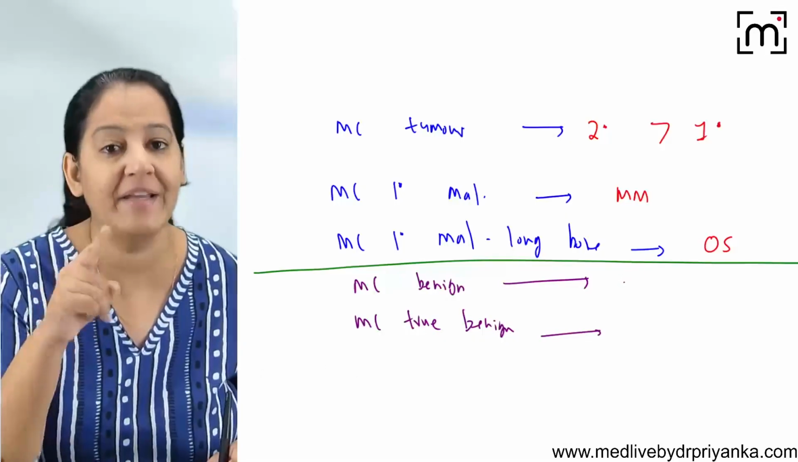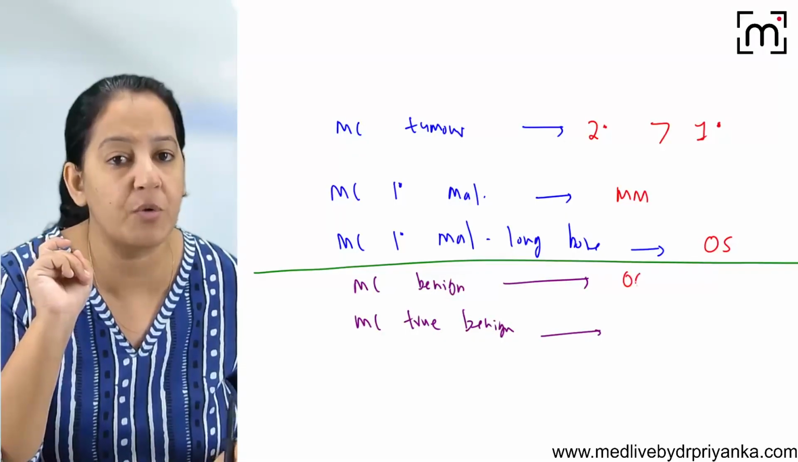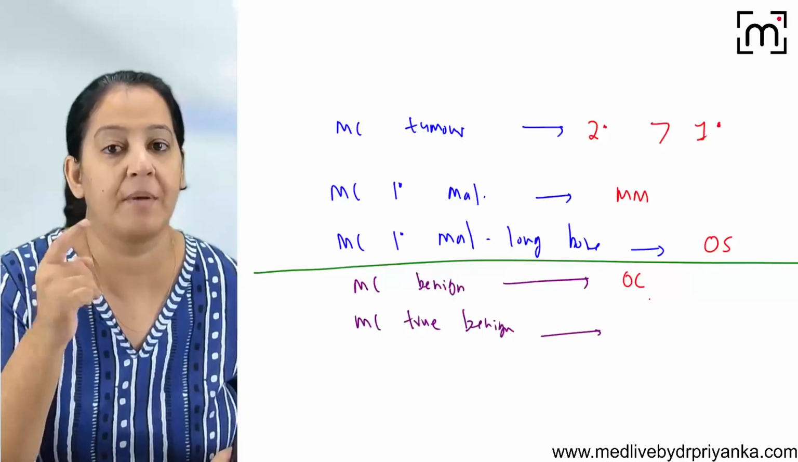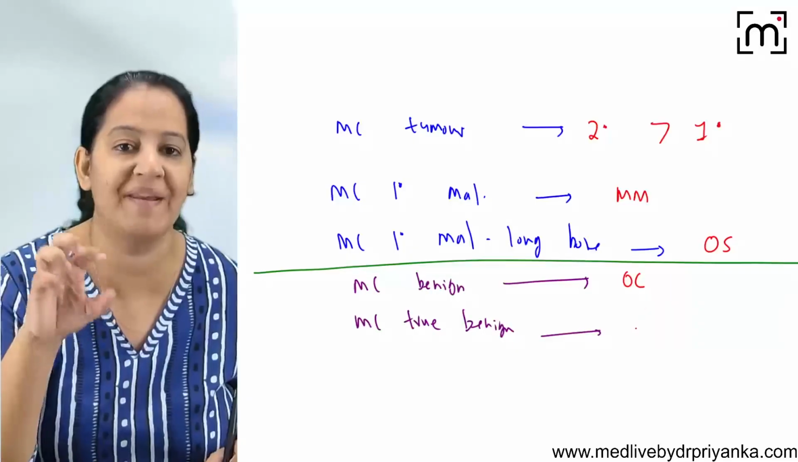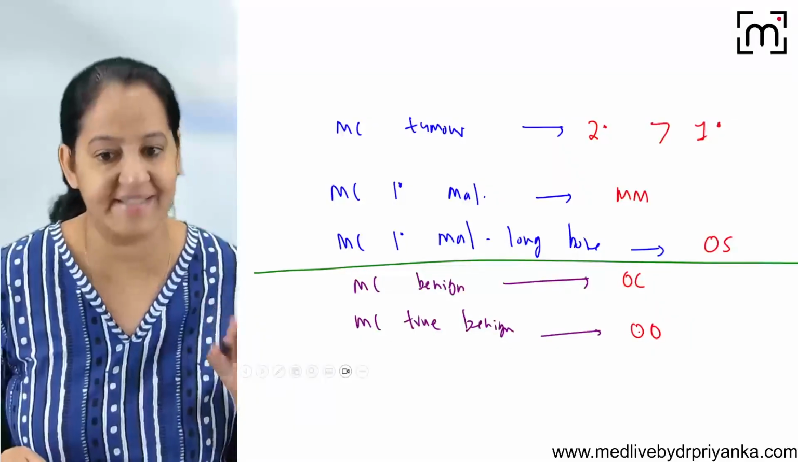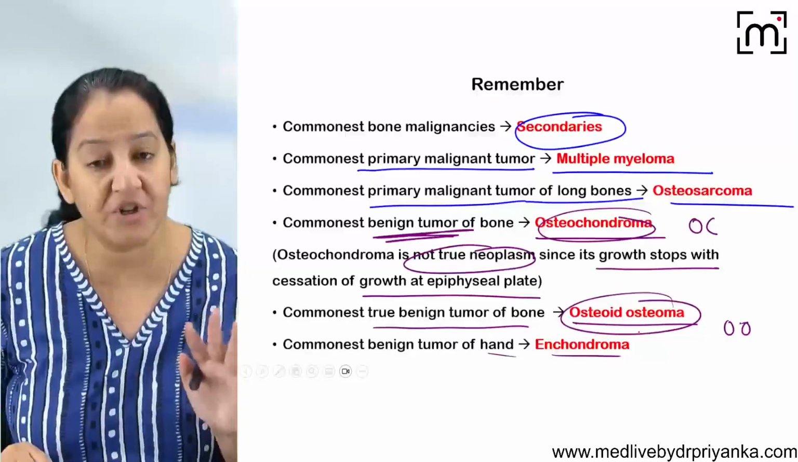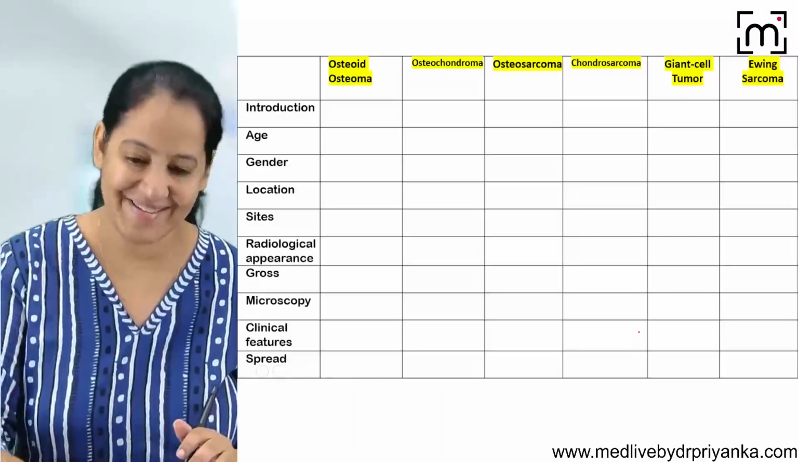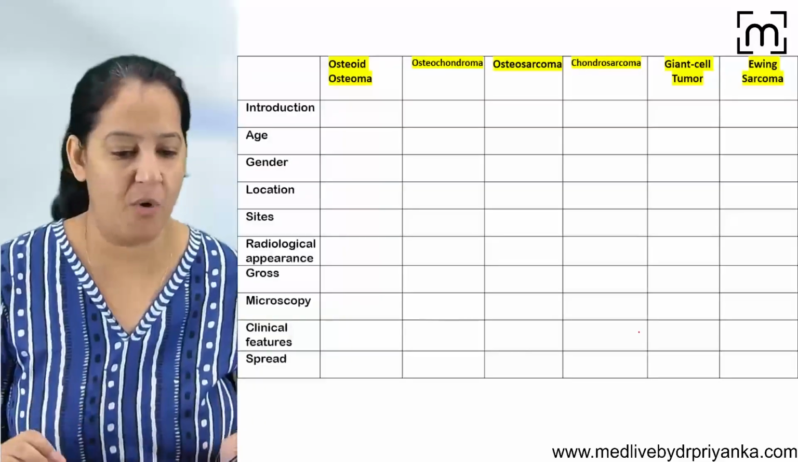Most common benign bone tumor is osteochondroma, but it's not a true tumor. It's not a true neoplasm. Among the true ones, most common benign is osteoid osteoma. So that you have to learn. And most common tumor of the hand is enchondroma. You frequently get questions, especially MCQ questions or one-liner questions here. So let's start one by one. We will see the details of all these tumors.